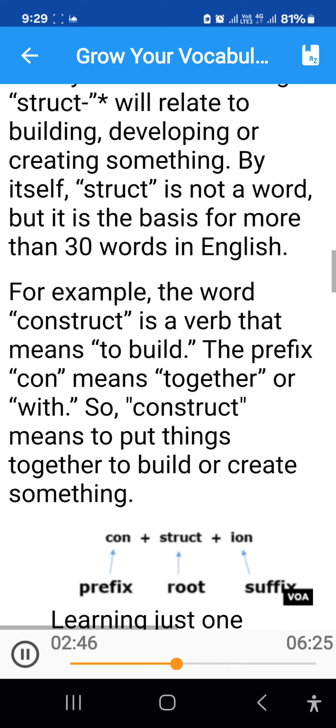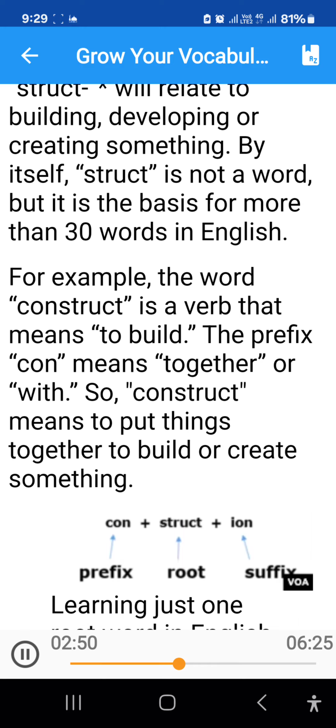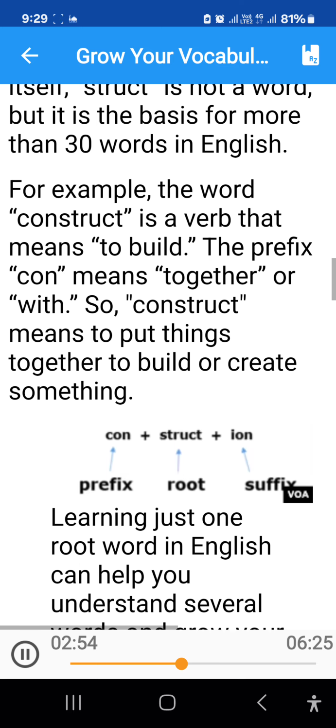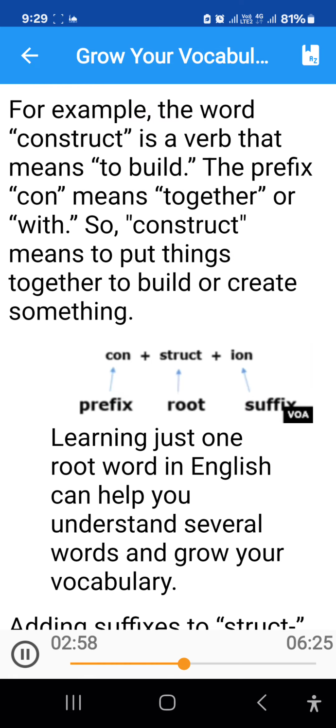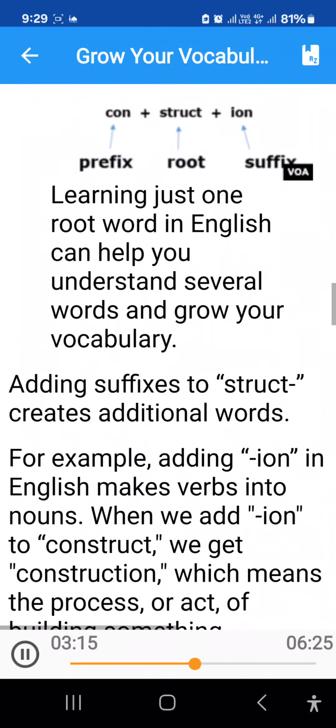By itself, struct is not a word, but it is the basis for more than 30 words in English. For example, the word construct is a verb that means to build. The prefix con means together or with. So, construct means to put things together to build or create something.